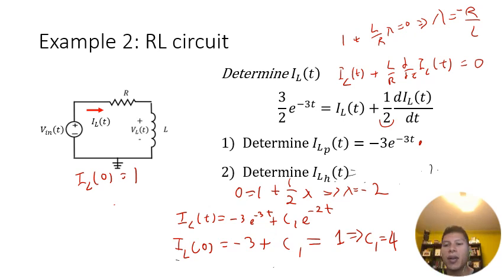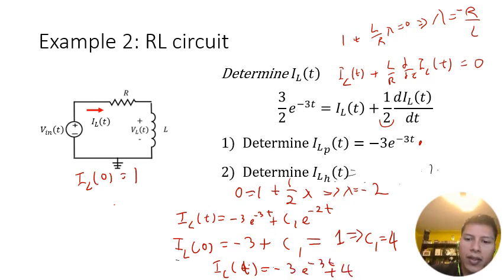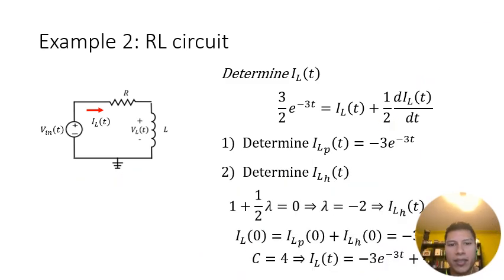As you can see, once you've derived the differential equation, it's just like solving the differential equations as we described in the previous lecture. So finally, we're going to get that I_L of t equals negative 3 e to the negative 3t plus 4 e to the negative 2t. And that's it. That's our RL circuit.